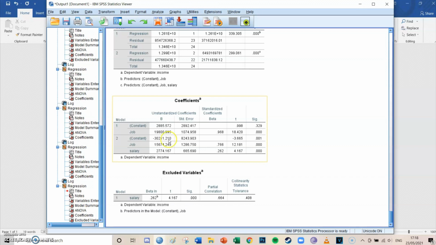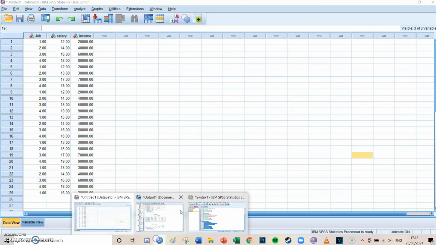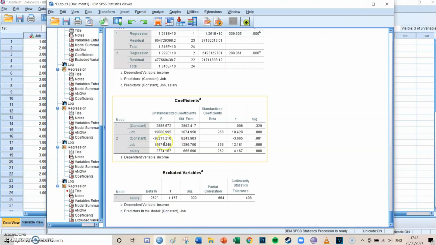So if job is zero and salary is zero, then your income is the constant. In this case, this is a negative number. You can't have a negative income. It's just a theoretical number, because I made a very quick data sheet over here, you can see it's only 25 respondents times three variables. So the minus 35,000 isn't a real practical number, but in theory, if your job is tier zero, doesn't even exist, and your salary is also zero, then your income would be minus 30,000.